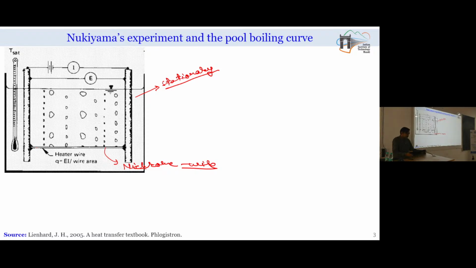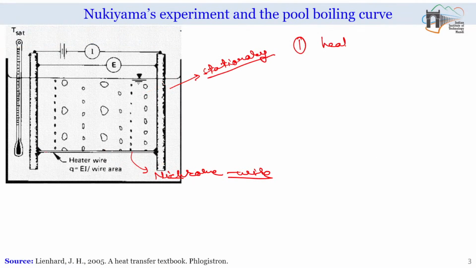In Nukiyama's experiment, the nichrome wire was used for two purposes. The first purpose was as the heat transfer surface on which the boiling phenomenon would take place, and the second purpose was as a resistance type temperature measurement device.